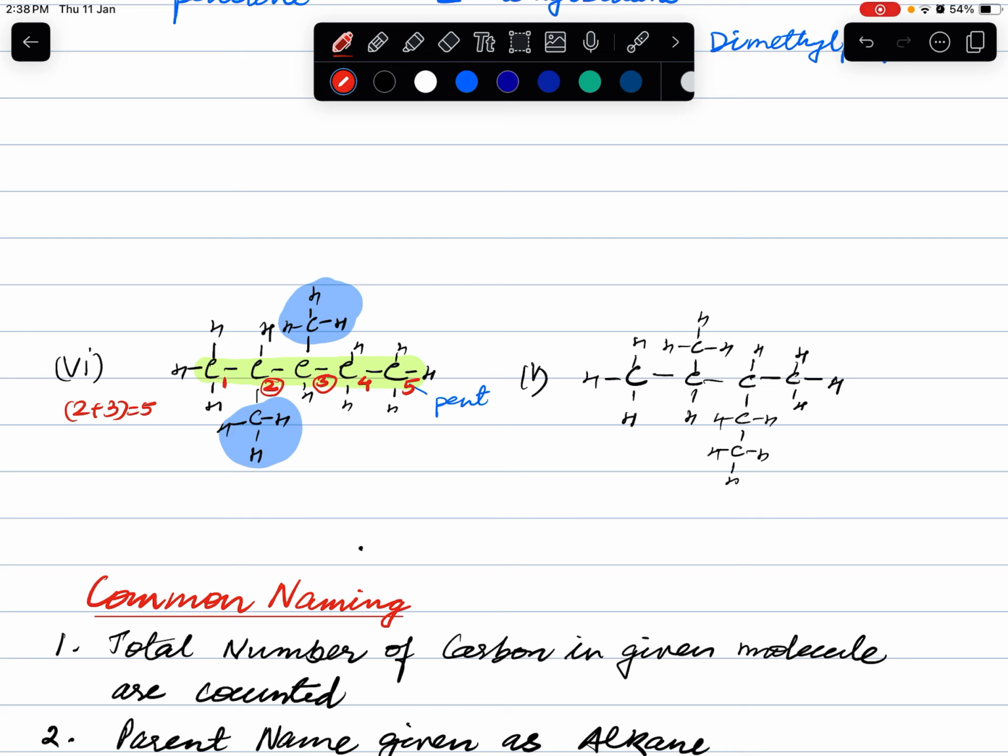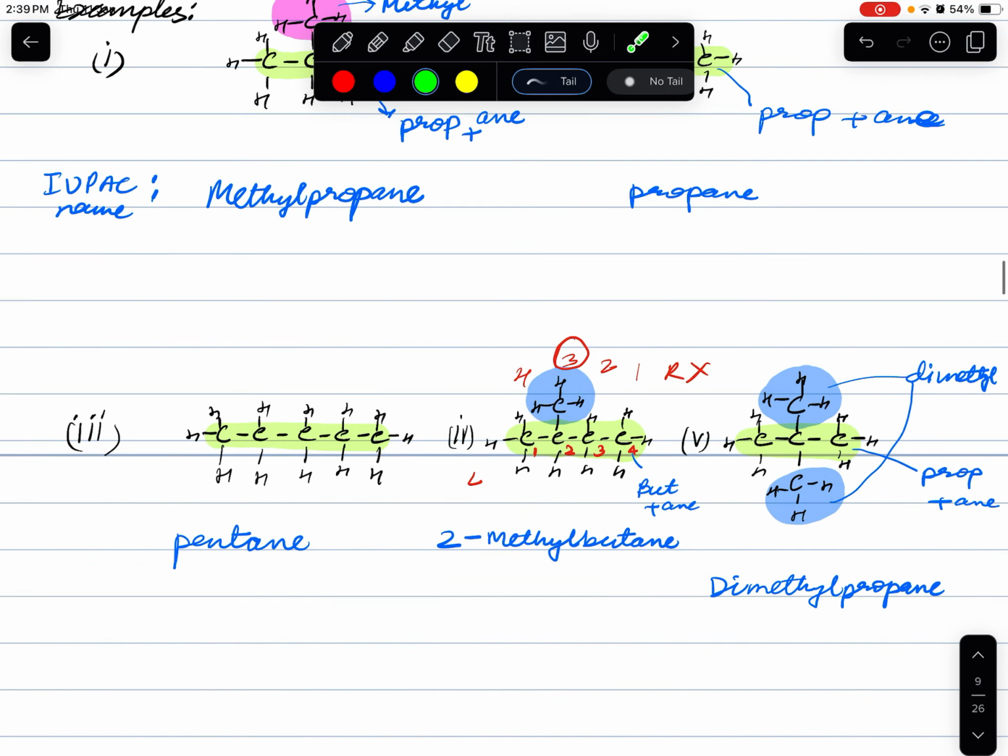Suppose I am doing it from right hand side. So it is first, second, third, fourth, fifth. So first branch is coming on third carbon and second branch is coming on fourth carbon. So 3 plus 4 will be what? 7. Which one is the lowest sum? This one is the lowest sum. So therefore we will number the chain from left hand side. We will not number in this manner. And this is given in one of our rules.